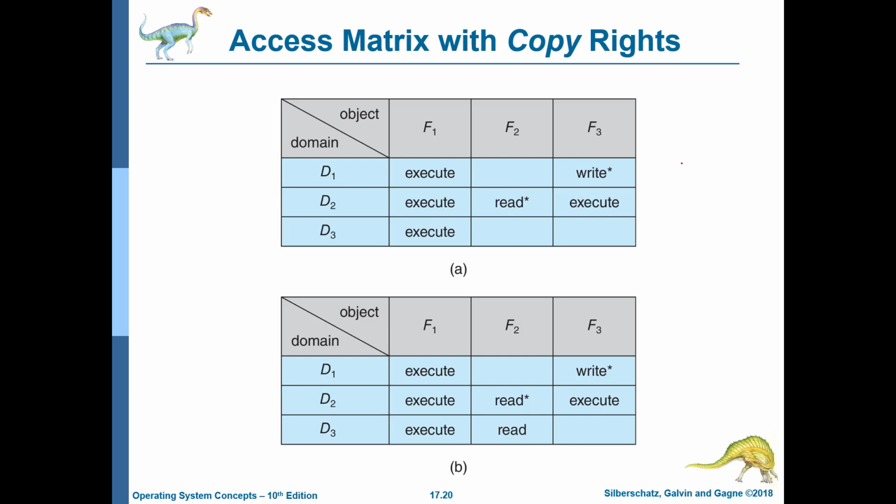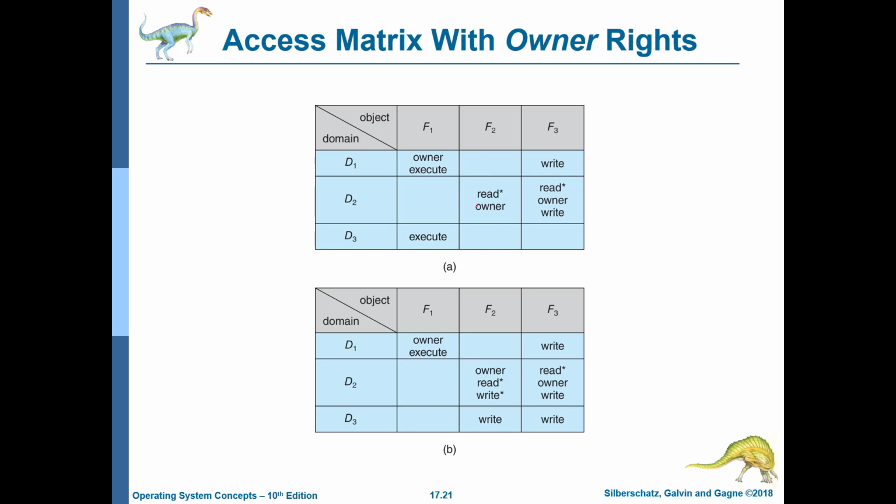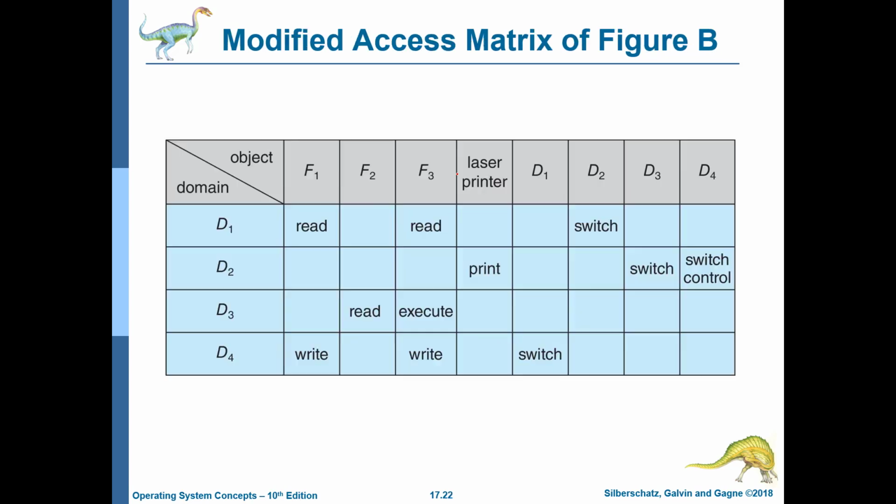Furthermore, we can have an access matrix with copy rights, right? So as you can see, the star over here gives the rights to copy. This basically means that domain 2 can copy the permission that it has for F2 to other objects as well. Similarly, we can also have an access matrix with owner rights, which can basically say that domain D2, for example, is the owner of F2. So we could add the owner information over here along with the permission copy information.